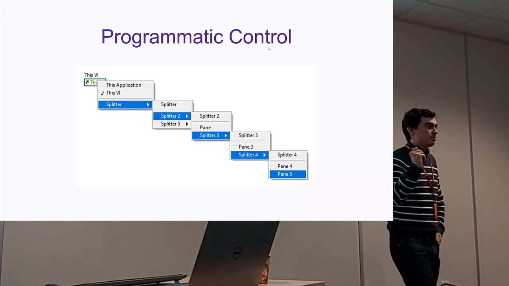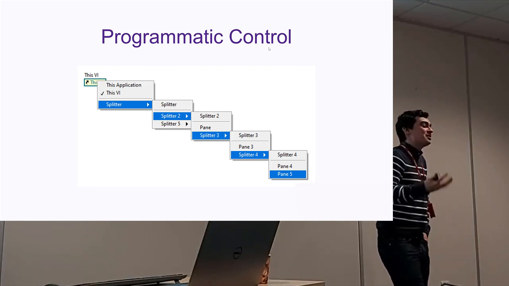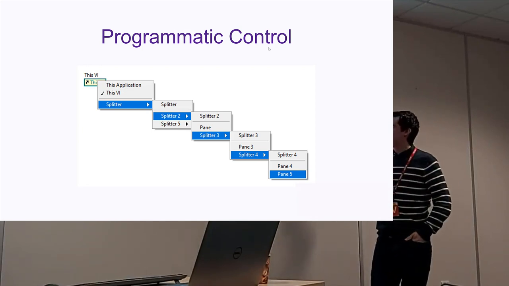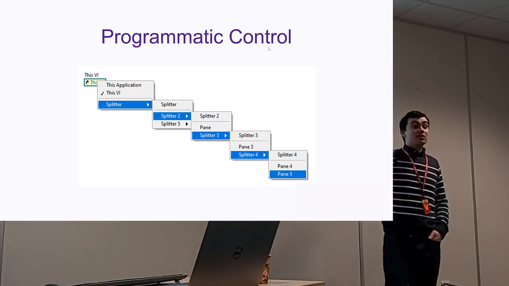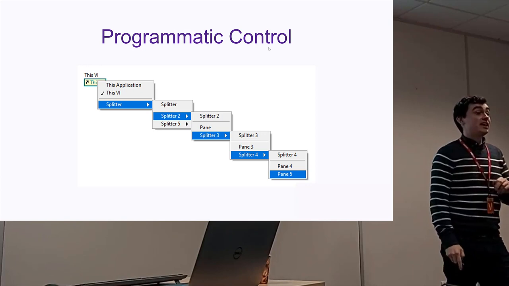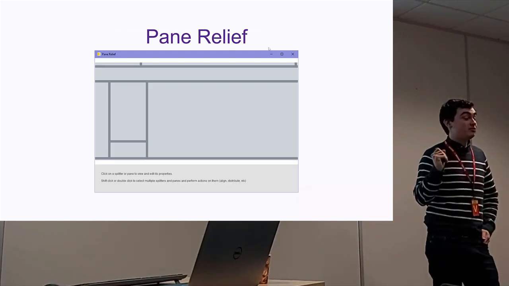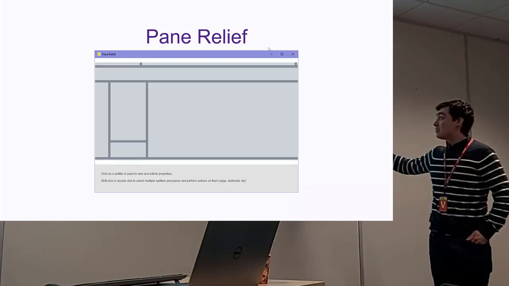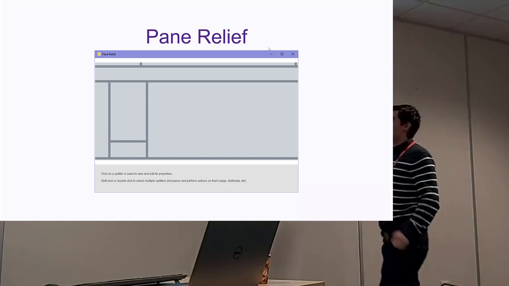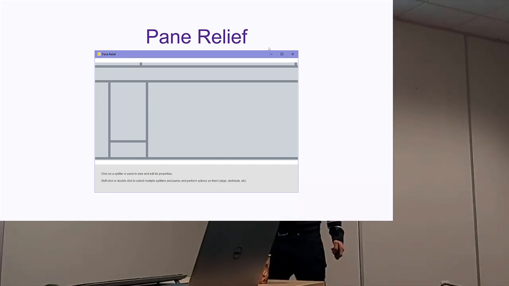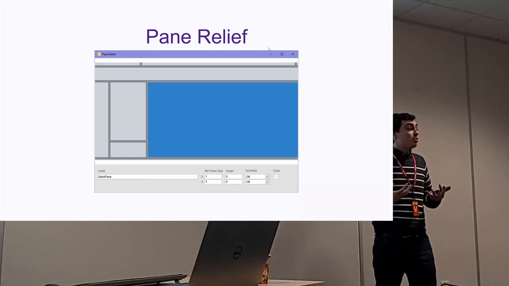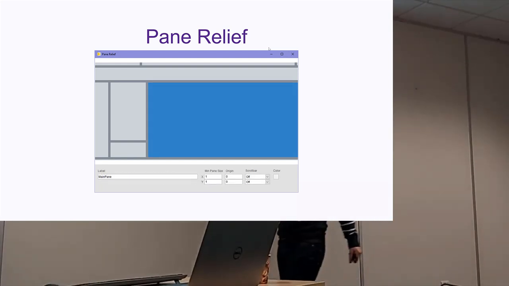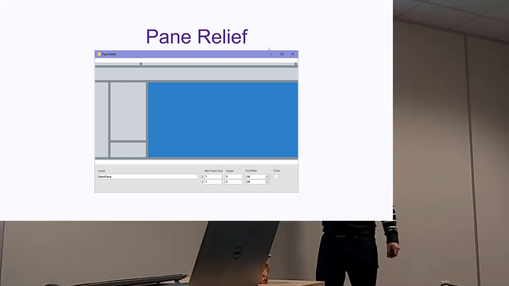Now, this is what I was talking about. If you don't name your splitters and you don't name your panes, I have no idea what pane number 5 is. But that's where Control Space, Control Shift A comes into play with Pane Relief. So here I have another user interface where you can see all of these splitters. If I select a pane, let's say that one, at the bottom it allows me to change the label. I can give it a minimum pane size.